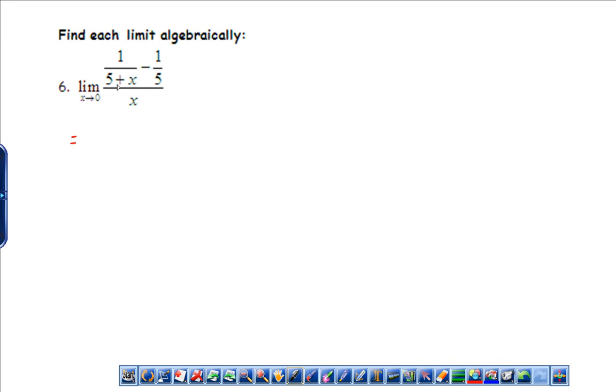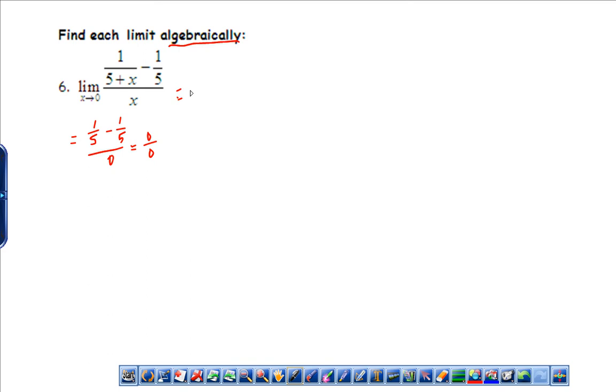Now in this problem, plugging in a 0 would give us 1/5 minus 1/5 over 0, 0 over 0, indeterminate form. If there's something algebraically we can do, let's do it. If not, we would have to use our calculator. Now this implies that there is something we can do.